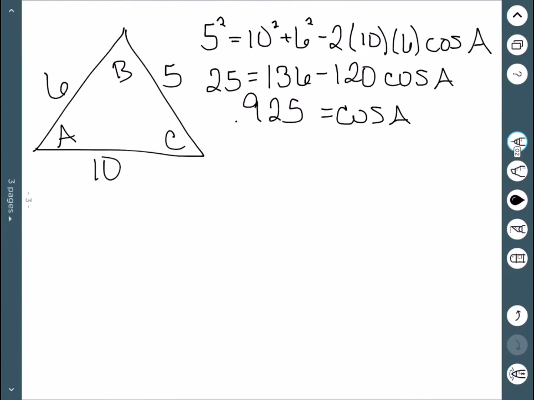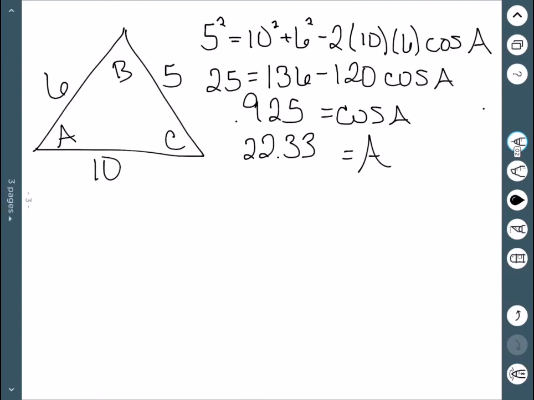Once we have that, we can use the inverse cosine on the calculator to find the value of A. And when we do, we get that angle A is approximately 22.33.